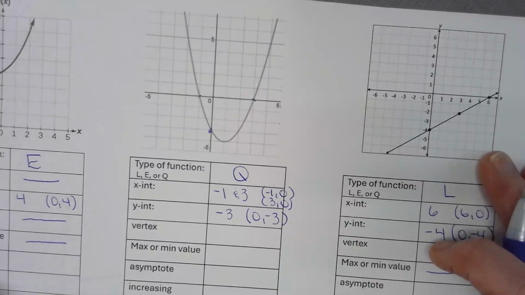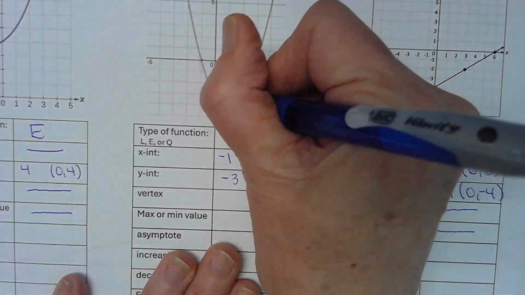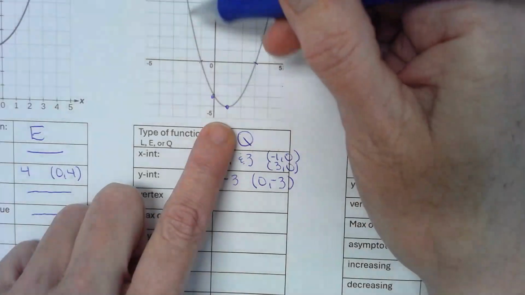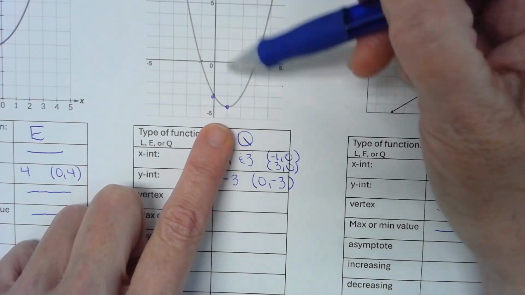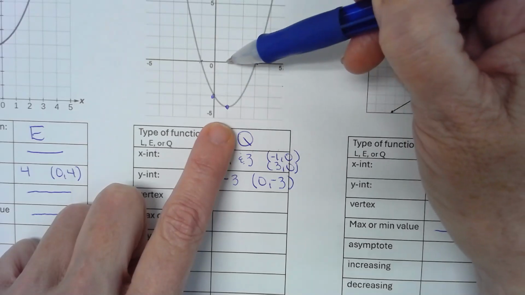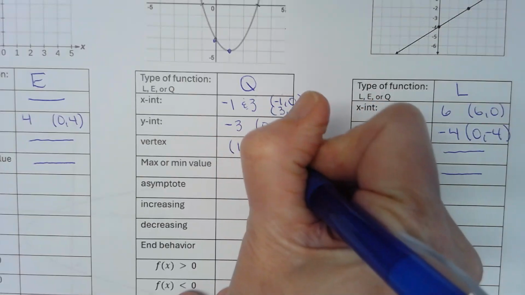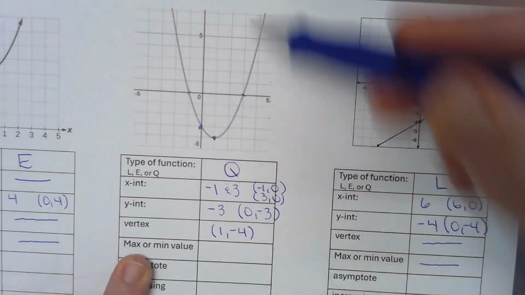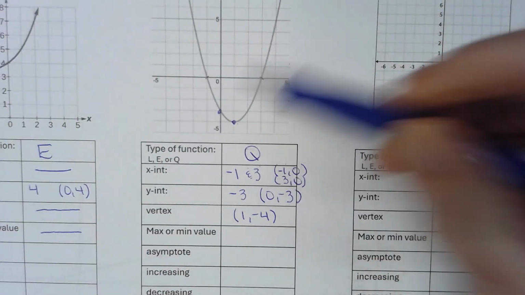Between the 3 of these functions, a quadratic is what has the vertex. So remember, the vertex is the point where the graph changes from increasing to decreasing or decreasing to increasing. It's where that change occurs. That ordered pair is the ordered pair 1, -4. The vertex is an ordered pair. In this case, this is a minimum.